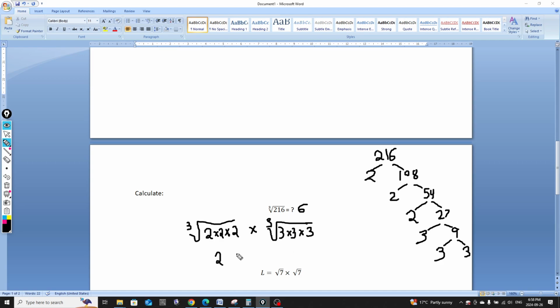This one right here, same thing. That is going to be 3. The cube root of 3 times 3 times 3 is going to be 3. So 2 times 3 is just going to be 6. So there's your answer. That's in case you ever forgot that this was a perfect cube and that 6 to the power 3 is 216.